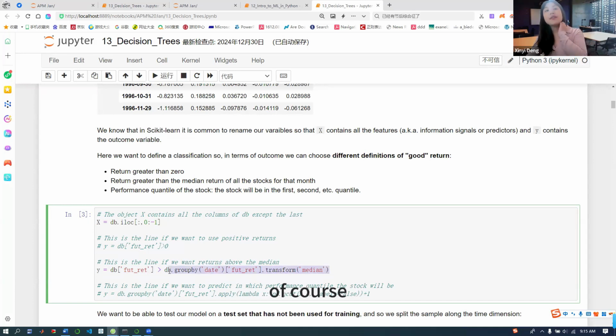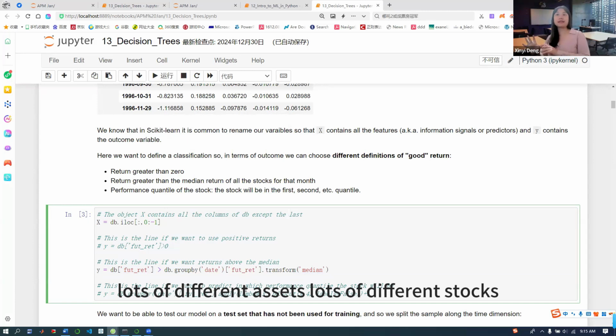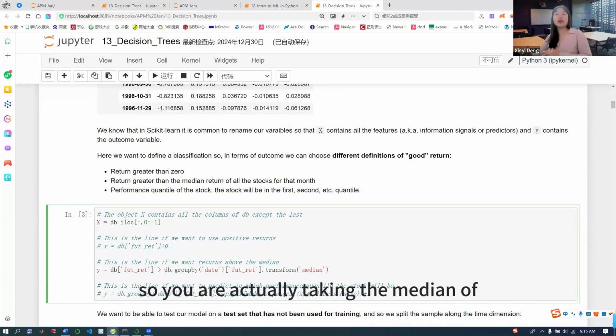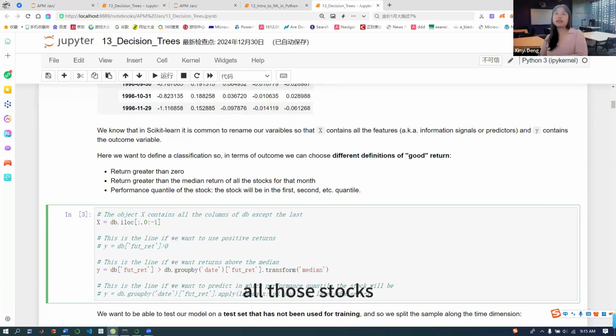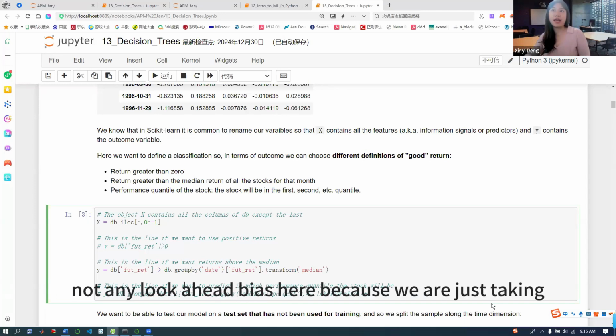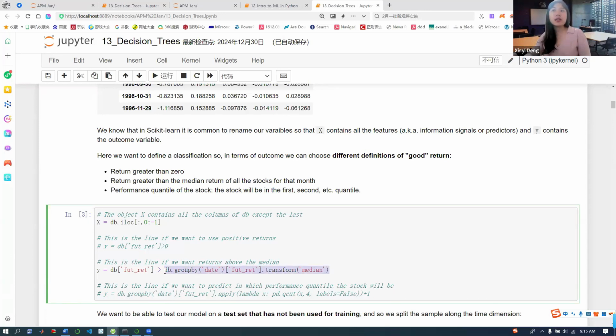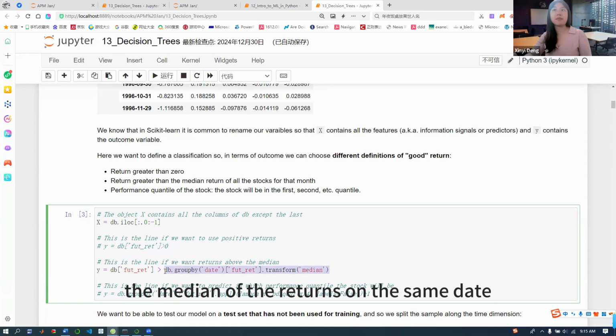So of course, the median of the date. When you are on a specific date, you have lots of different assets, lots of different stocks. So you are actually taking the median of all those stocks on that specific date. You can see that there's not any look ahead bias here because we are just taking the median of the returns on the same date.